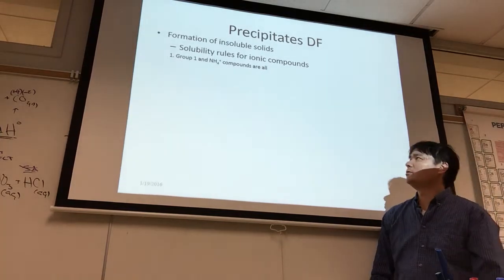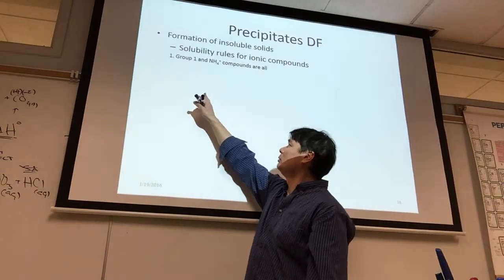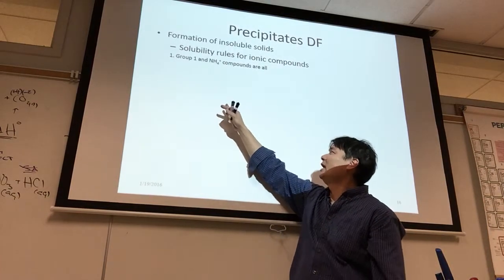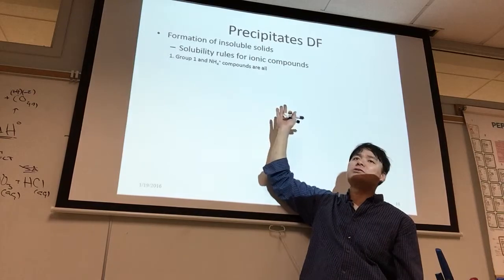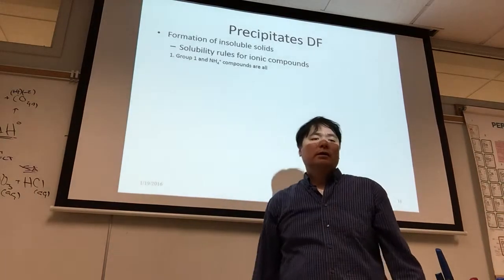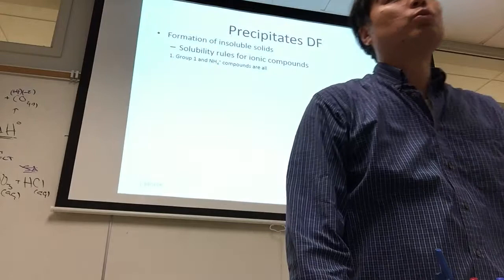And so the solubility rules in the lab manual go like this. Rule 1, group 1 and ammonium compounds are all soluble. Okay, these are rules. What's the difference between a rule and a law?